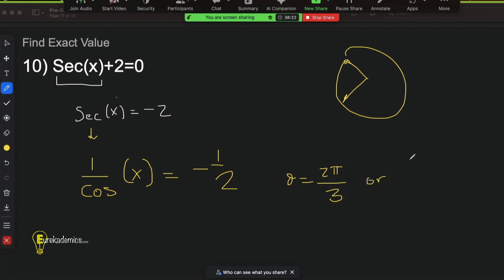Or 4 pi thirds. And then some teachers want you to write this like plus 2 pi k for the number of circles you do, because technically every time you add a circle to it, to like 4 pi thirds, you'll get another set of solutions. Cool, let's move on to the proofs.